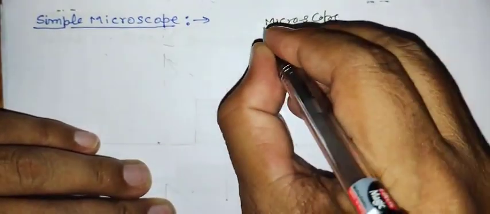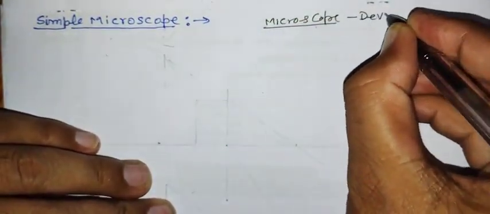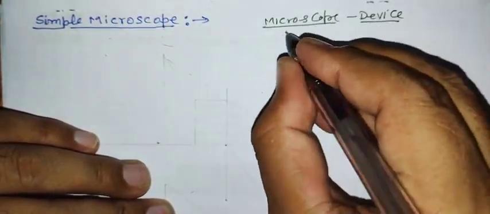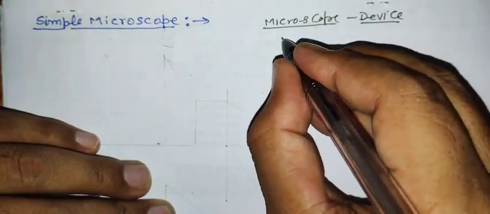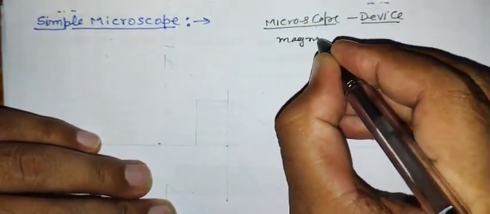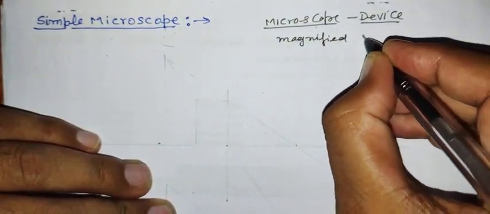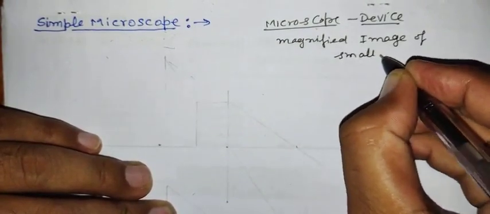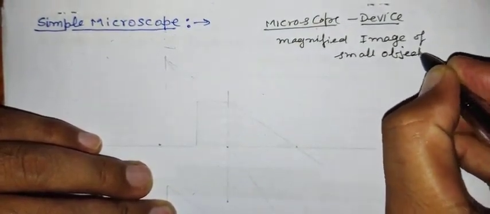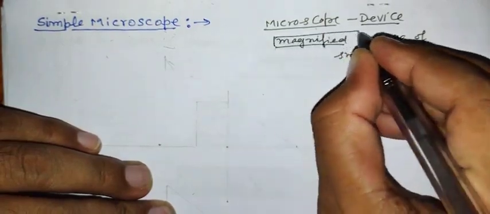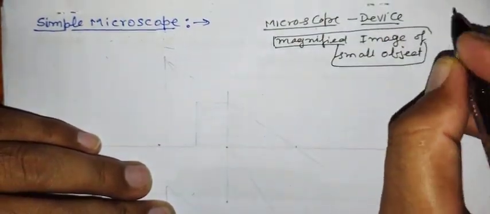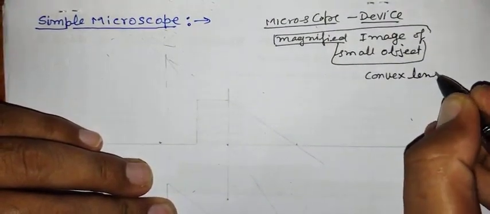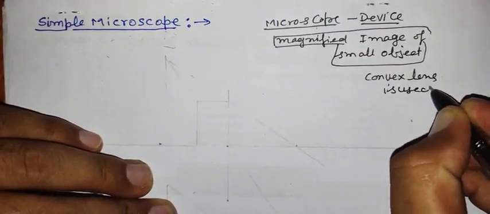A microscope is a device used to see a magnified image of a small object. For this purpose, a convex lens is used.